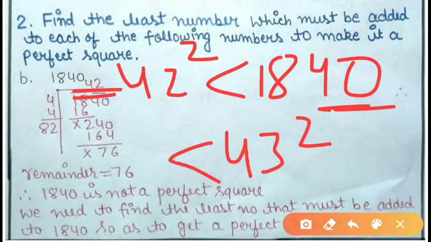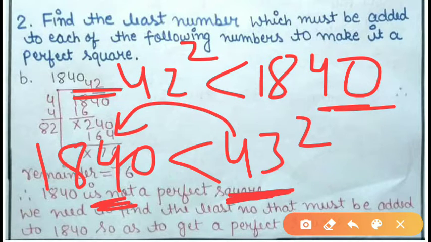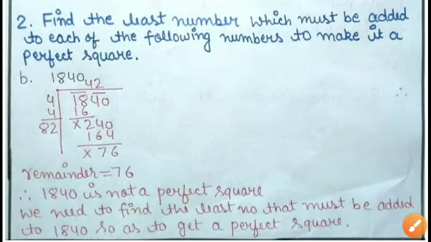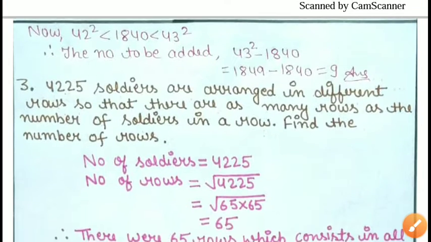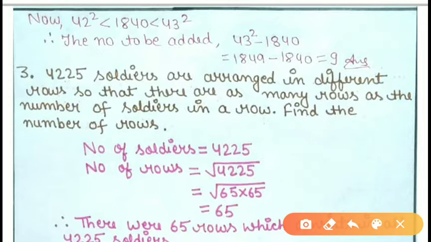That I am writing is always greater than 1840. That means 43 square is greater than this number. So subtract the square of 43 from this number. You will get the least number which must be added to 1840 to get a perfect square. 9 is the least number which when you will add to 1840, it will give you 1849, which is a perfect square.